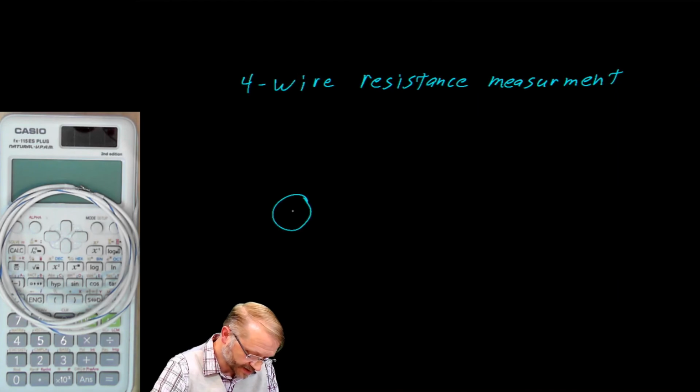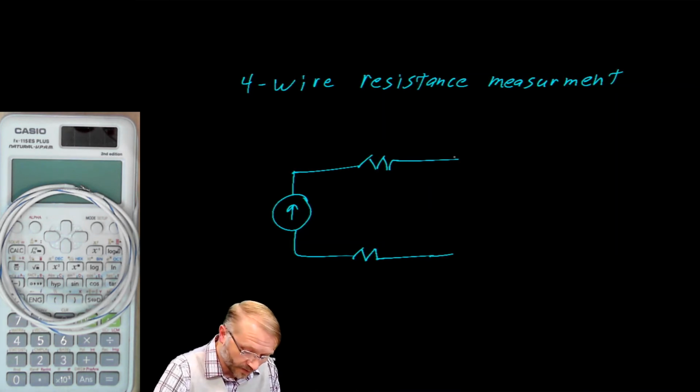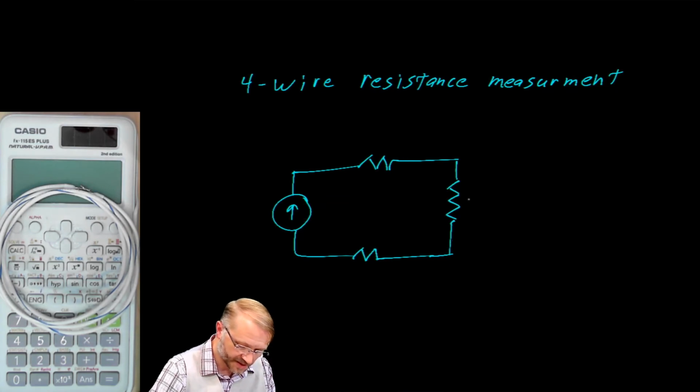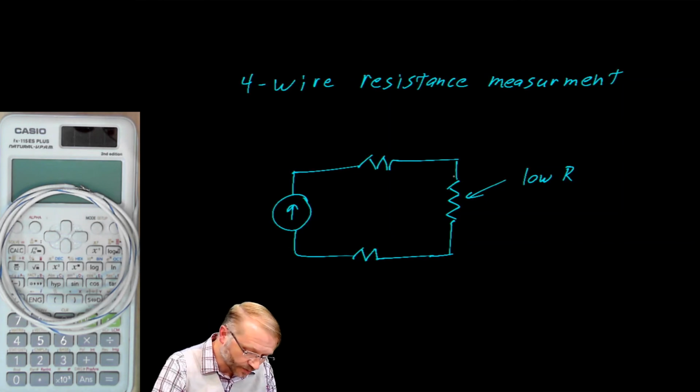Schematically, it looks like this. We have a current source. We have the test leads. They have some resistance. We really don't care what the resistance is, but we know that they do have resistance. We take those test leads and we connect them up to our device under test. So this is a low value resistance that we're trying to measure. We need 2 more things to complete this process. We need a voltmeter connected as close to the device under test as possible, and we need a known current.